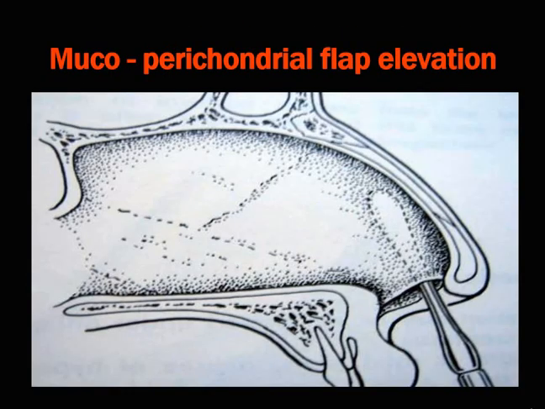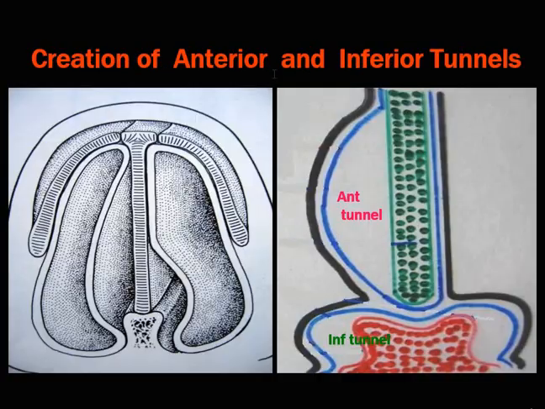Once we make Freer's incision, we use the elevator to elevate the muco-periosteal flap on one side. So the creation of anterior and inferior tunnels is made. You can see more clearly, this is the anterior tunnel here and this is the inferior tunnel. The anterior tunnel is the muco-periosteal tunnel, and the inferior tunnel is the muco-periosteum. This is the muco-periosteum, so this is the muco-periosteal flap.